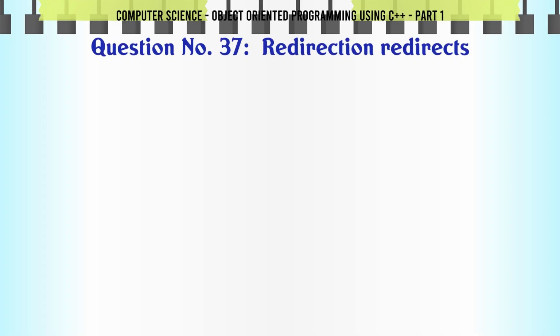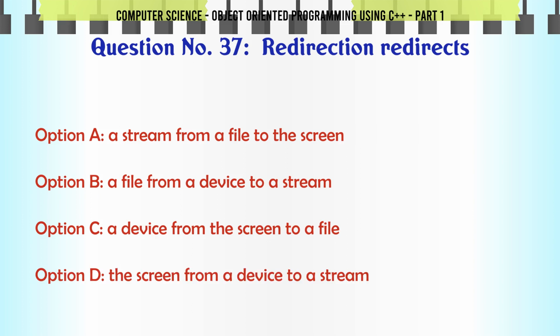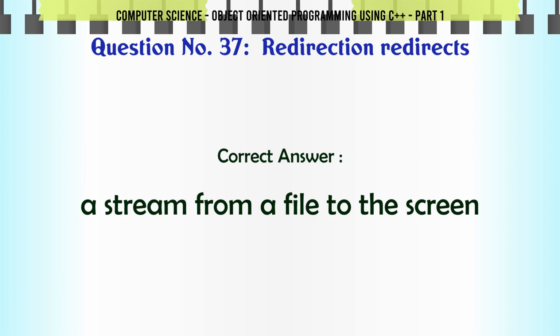Redirection redirects A. A stream from a file to the screen, B. A file from a device to a stream, C. A device from the screen to a file, D. The screen from a device to a stream. The correct answer is a stream from a file to the screen.